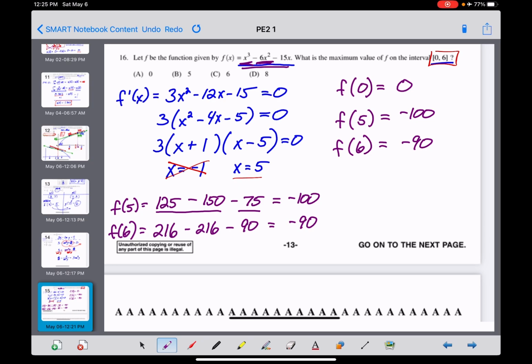Now the question here is, everybody, let's read it carefully. What is the maximum value of f on that interval? So we look at these three y values right here, and we pick the maximum. And this doesn't happen that often, but that, everybody, is 0. So the maximum value of 0 means that our answer here is A.